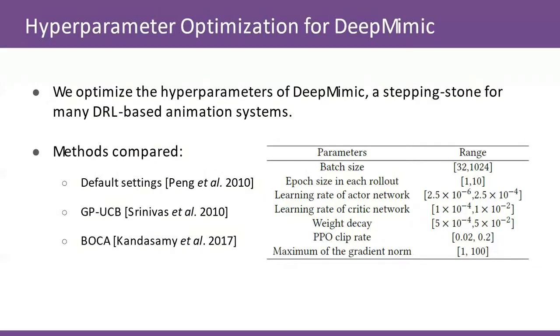In this experiment, we optimize the hyperparameters for DeepMimic. DeepMimic is a stepping stone for many DRL-based character animation systems. Recent works simply use the default settings of DeepMimic in their systems with minor modifications. We compare our method with default settings in DeepMimic, hyperparameters optimized by GP-UCB and BOCA. The parameters we try to optimize are shown in the right table.